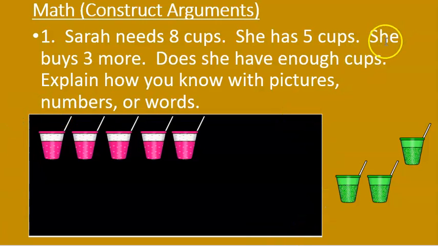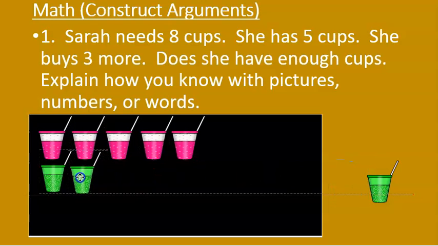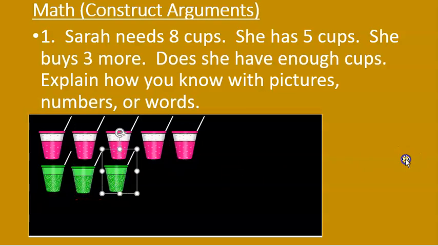Let's keep reading. She buys 3 more. Now how many more does Sarah buy? 3. So watch Mr. Begay. I'm going to have to put 3 more cups underneath. 1, 2, 3. Now we have 3 cups underneath the 5 cups.